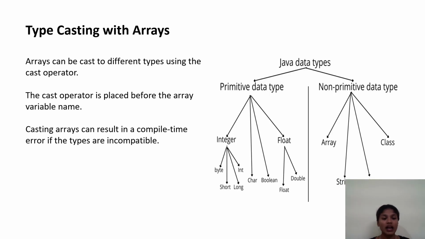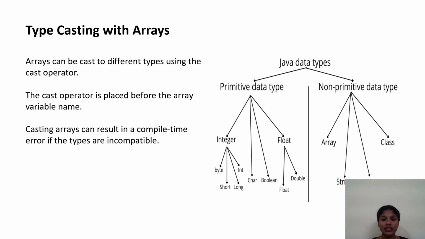Typecasting with arrays. Arrays can be cast to different types using the cast operator. The cast operator is placed before the array variable name. Casting arrays can result in a compile-time error if the types are incompatible.